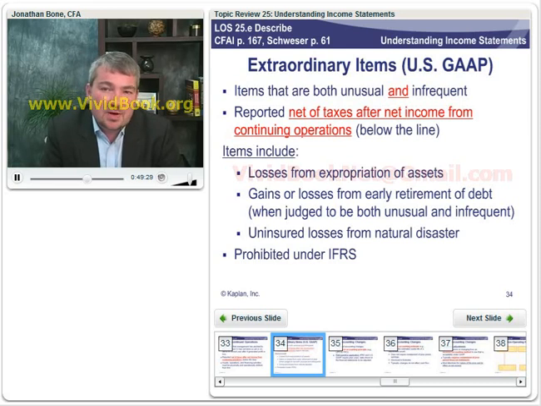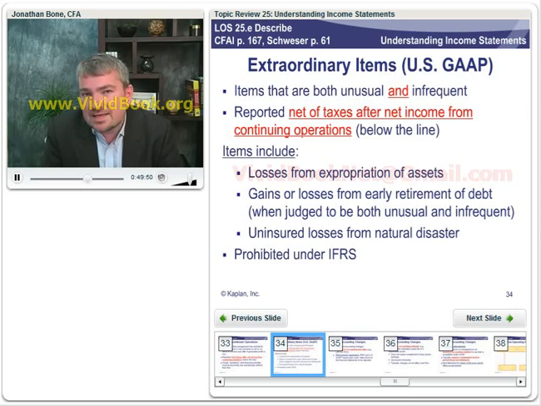Losses from expropriation of assets. So you've got an overseas subsidiary and essentially maybe those assets have been taken by that overseas government. Well, if you've lost your assets, they're no longer going to generate future flows of benefit, so they no longer meet the criteria of an asset, so we need to remove them from the balance sheet and put them through the income statement as an expense.